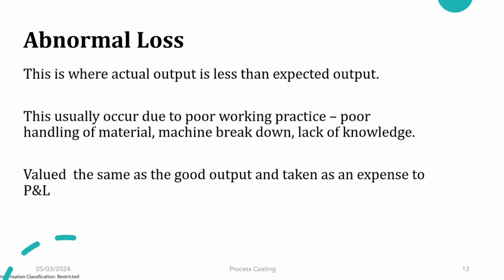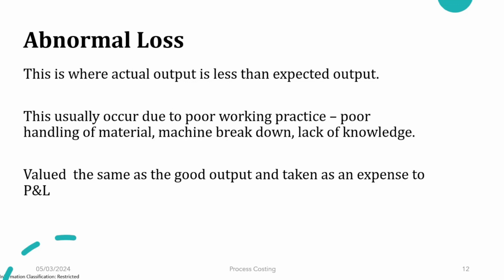There are not much differences between the two, meaning not much loss other than the normal loss. But if someone is new, then they might produce unexpected loss that could be counted as abnormal losses. The value is the same as the good output, and it is taken as an expense in the profit and loss account in this case.